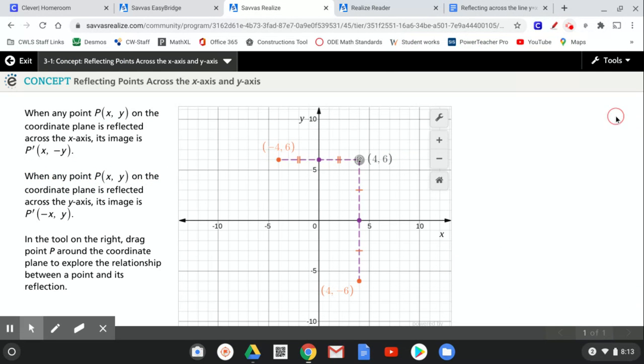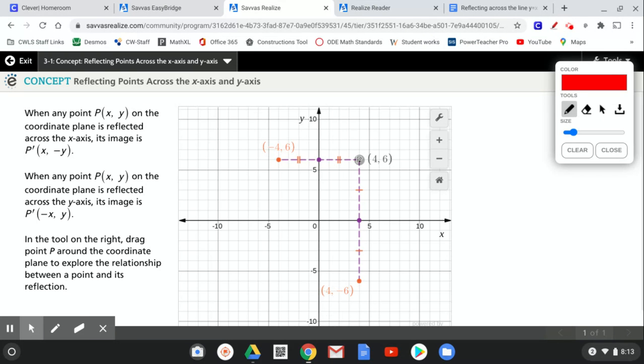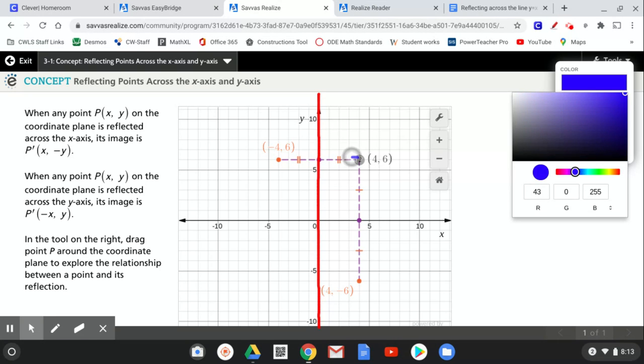This first section, like I said, is all about reflections. A reflection is just flipping something. We have P there. P is at 4, 6. If we reflect this over the y-axis, there's a couple ways to do this. You could count and ask, how far away is P from the y-axis? We count over, it's 4. We're going to count 4 units this way and find the coordinate.